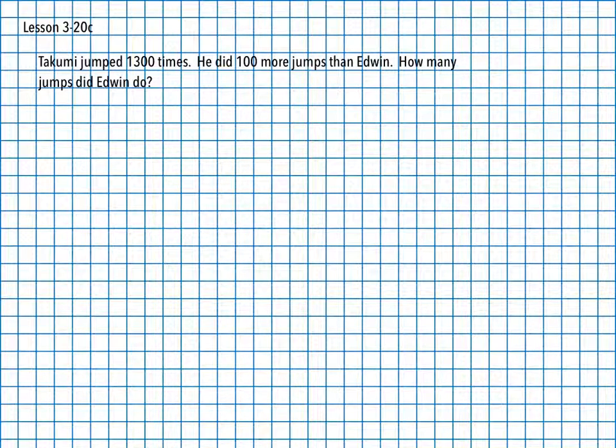So we have Takumi jumping 1,300 times, and we're just going to do this in red. This is Takumi, and this is 1,300 times. He jumped 100 more jumps than Edwin. So we're going to draw Edwin in blue. Edwin had this many jumps, but then he had this many, which was 100. So Edwin plus 100 equals Takumi. So that's going to be our situation problem.